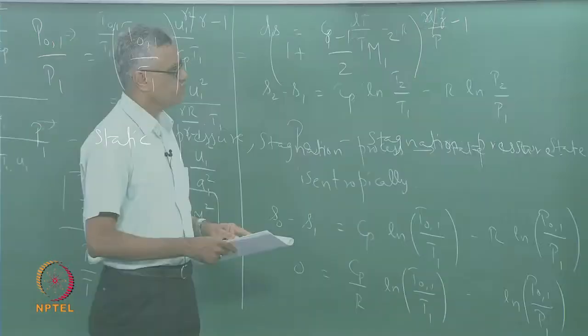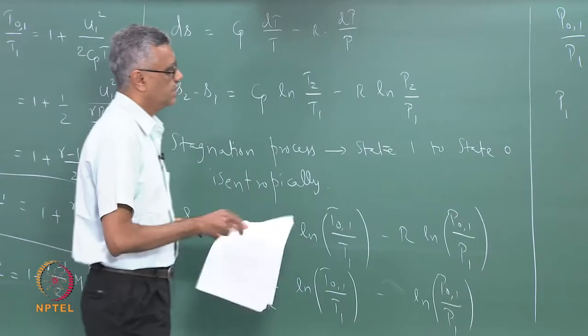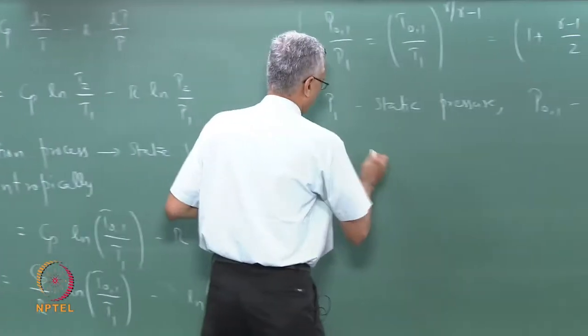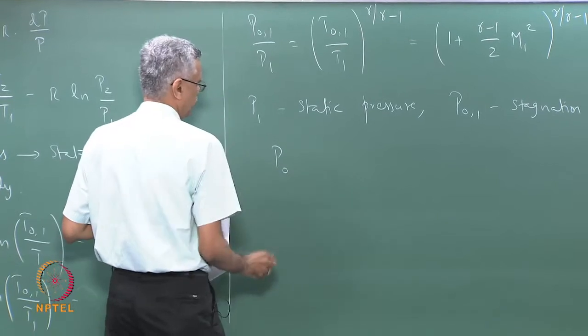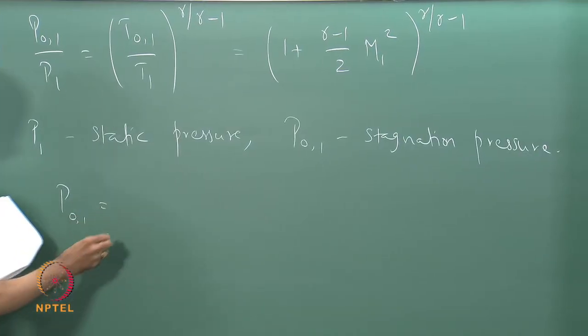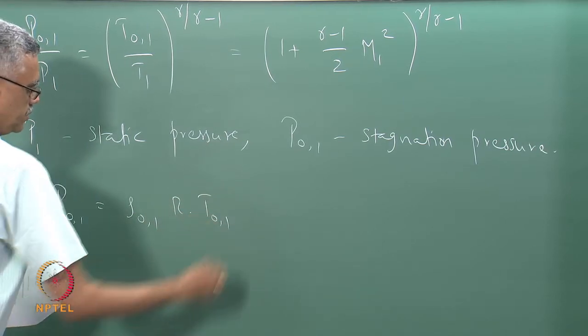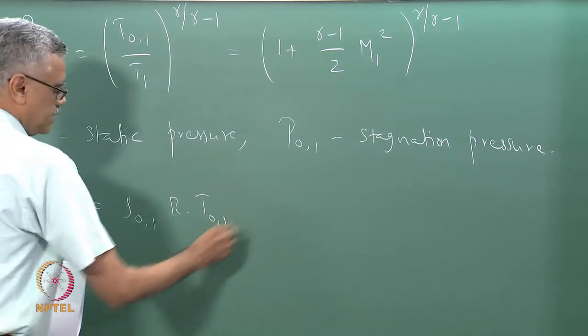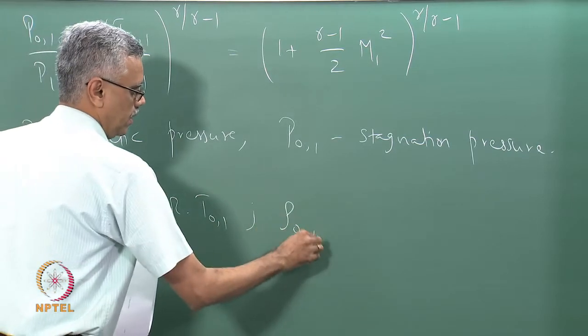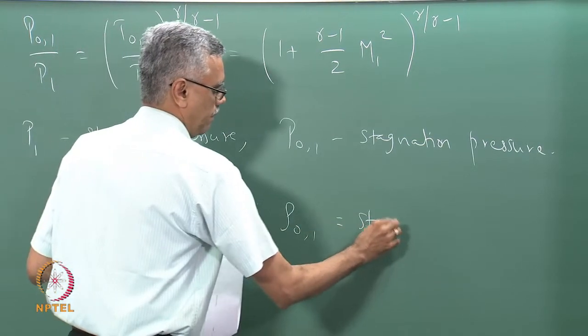Now the stagnation density can be calculated by using the following relationship. So P01 is equal to rho 01 times R times T01. So using this, the stagnation density can be calculated.